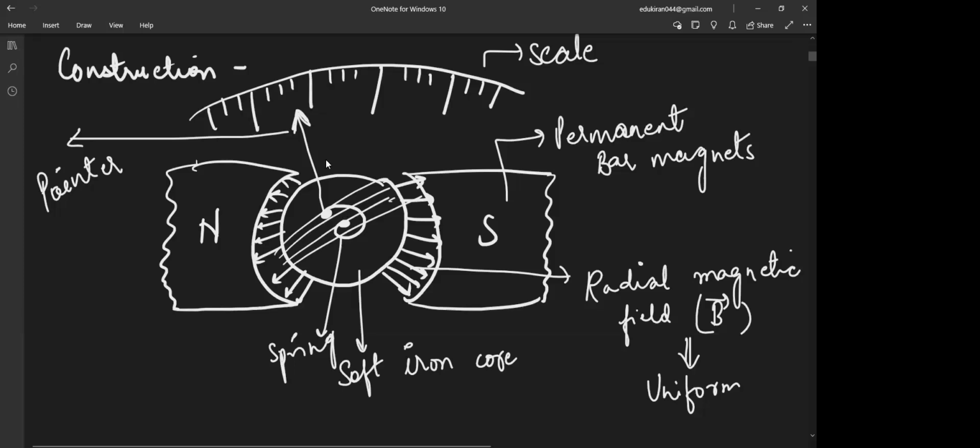Angular deflection means the angle that has been swept by the pointer. Theta. When the pointer moves, some angle will be formed here. That is what angular deflection is. Angular displacement, you can say, same thing.